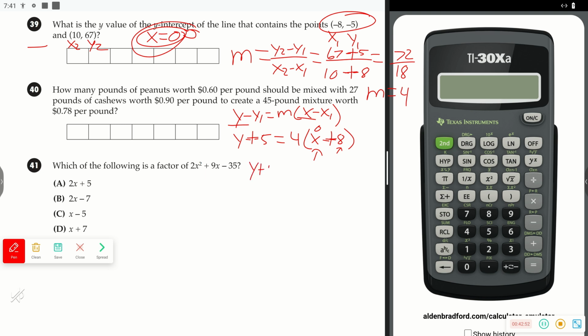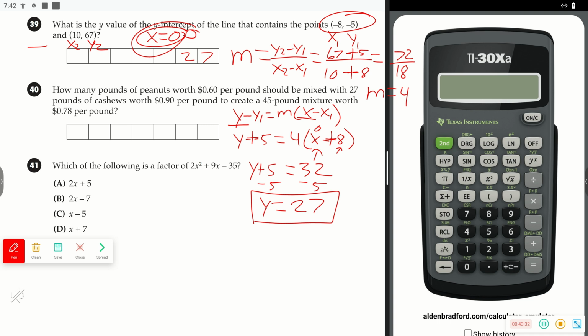So we have y plus 5 equals 4 times 8, which is 32. We're going to subtract 5. So y equals 32 minus 5, which should be 27. 27, and that is our final answer. So it says, what is the y value? We're just going to put 27. And that's how you do number 39.